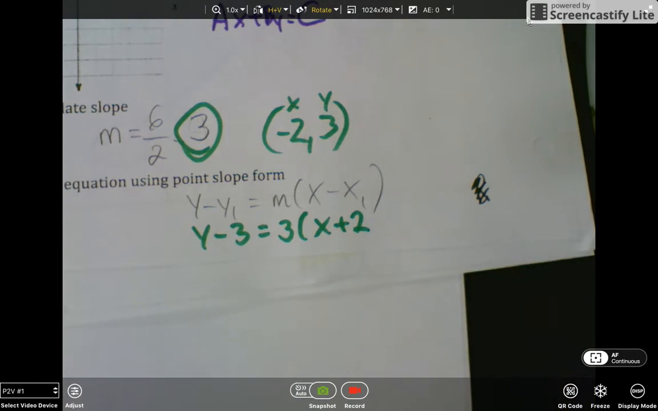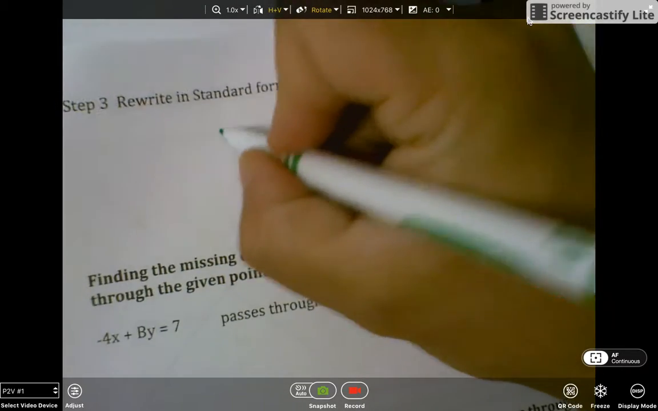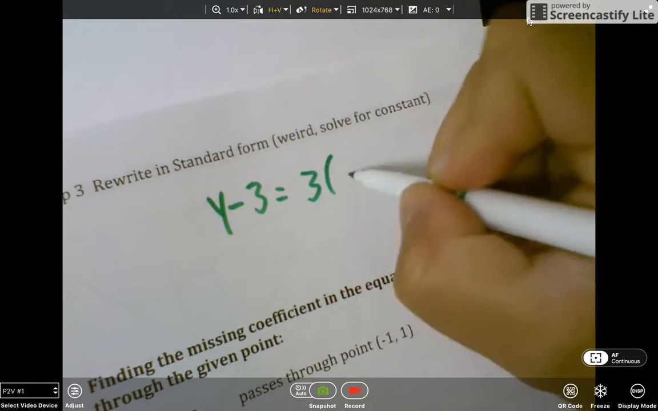So now the third and final step, if you turn it over to the back or to the next page, is we want to write this in standard form. So I'm going to rewrite what I did on the second step. y minus 3 equals 3 parentheses x plus 2.